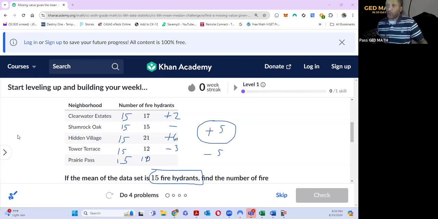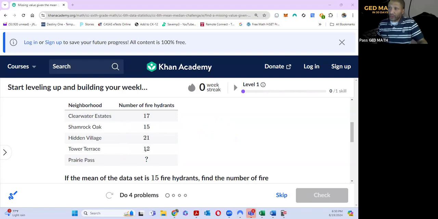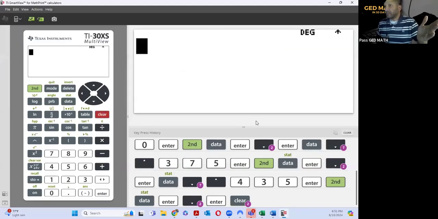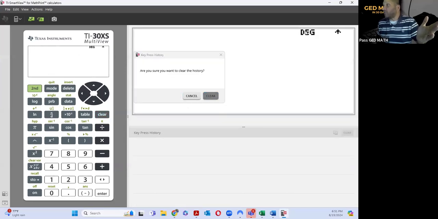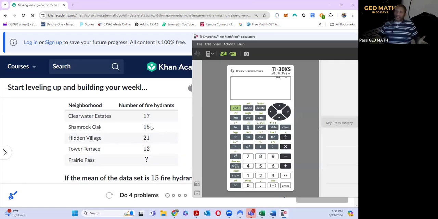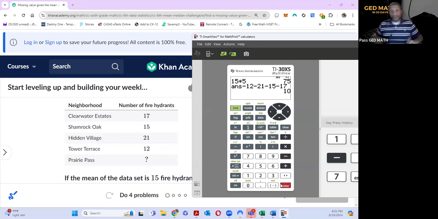The way I just showed you earlier was 1, 2, 3, 4, 5. There's 5 neighborhoods with the fire hydrant. So you take your calculator. Let me clear this out. Now, I think this is also an easy way, but if not, you practice. So I know the average is 15. I know it's 5 of them, so I'm working opposite. 15 times 5, 75. Minus 12, minus 21, minus 15, minus 17, equals 10.